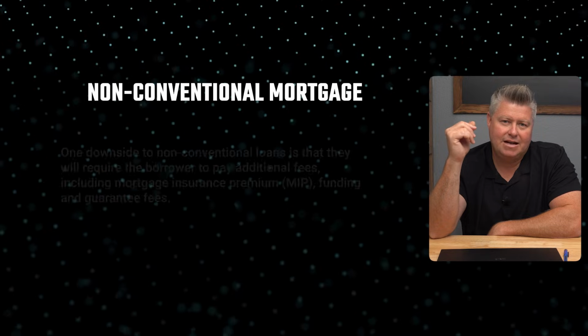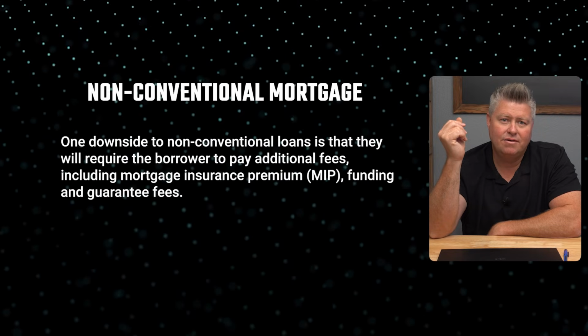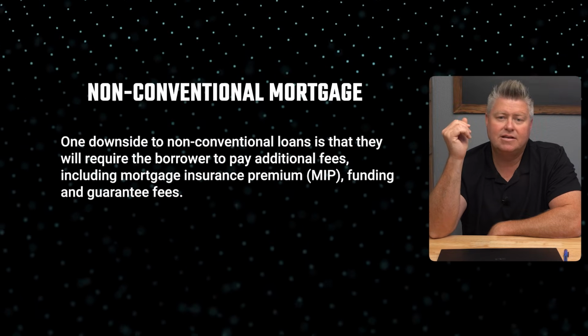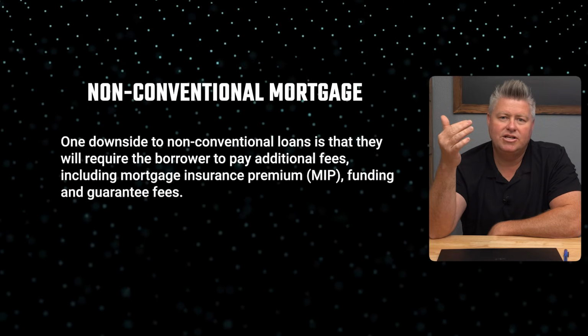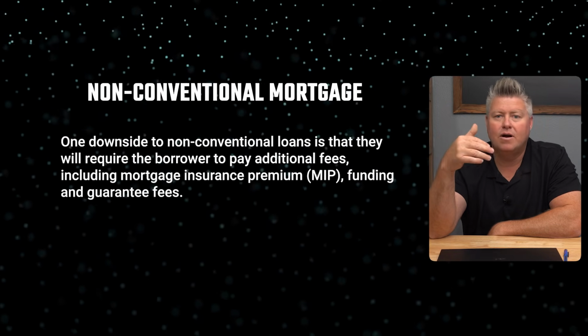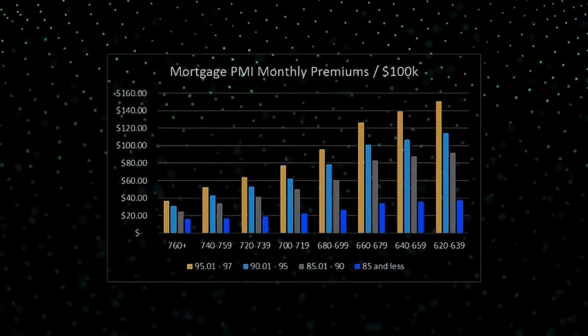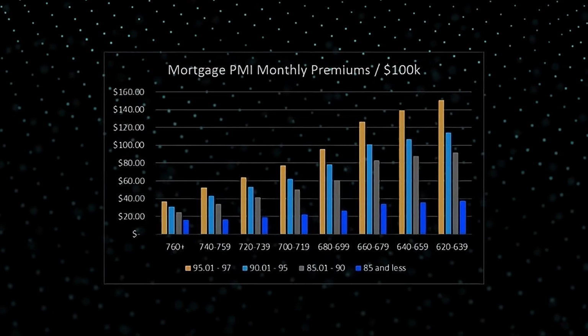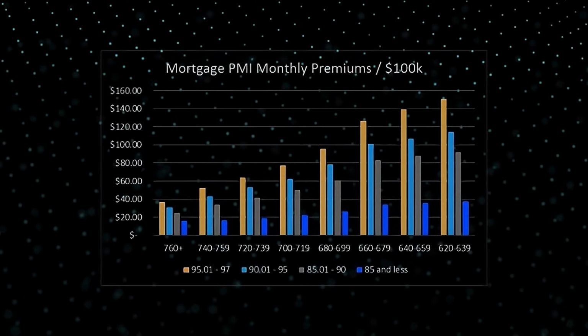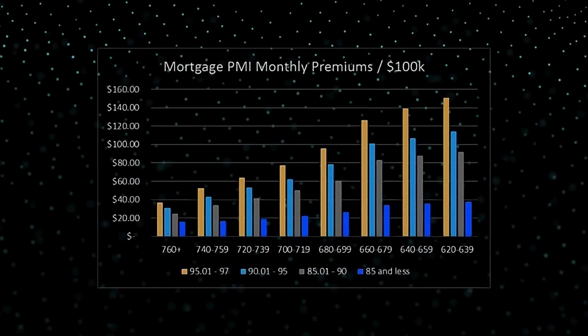So let's talk about some downsides. One downside to a non-conventional loan is they'll require the borrower to pay additional fees, right? Like mortgage insurance, MIP or PMI. But the thing is, when you look into that, PMI has gotten so advanced now that it's so much less expensive based off your credit score and your individual information. It's a lot cheaper than in the early 2000s when I started picking up a lot of mortgages and flipping homes and buying rentals. So then there's also funding and guarantee fees, okay? On top of that, so you've got to look at all of that.